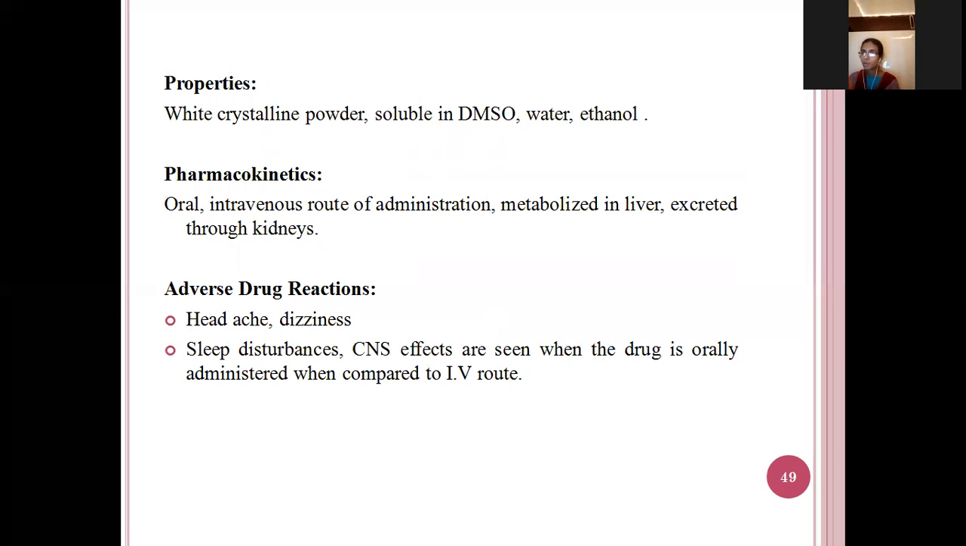And pharmacokinetics, it is the oral and intravenous route of administration and it is metabolized in the liver and excreted through the urine. Adverse drug reactions are headache, dizziness, sleep disturbances, and central nervous system effect when the drug is orally administered when we compare to the intravenous route. So if the drug is administered through the oral route, central nervous system effect is more when we compare with the intravenous route of administration.